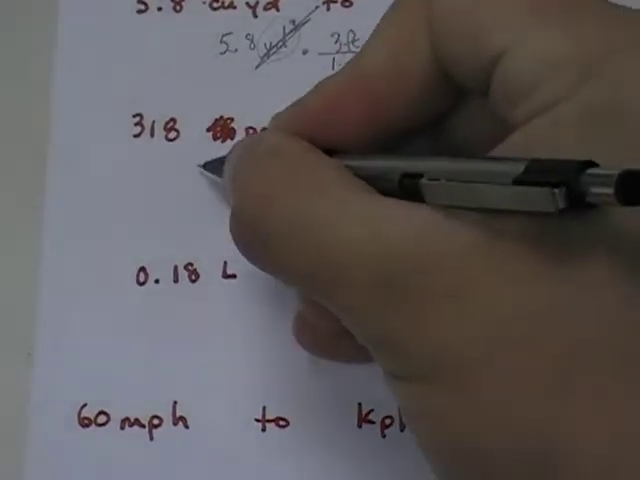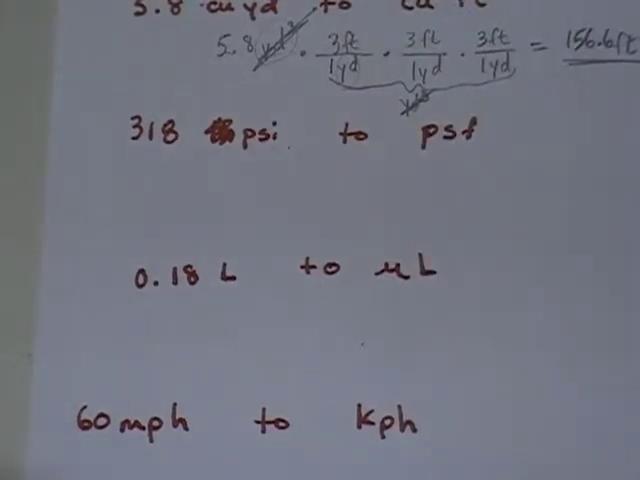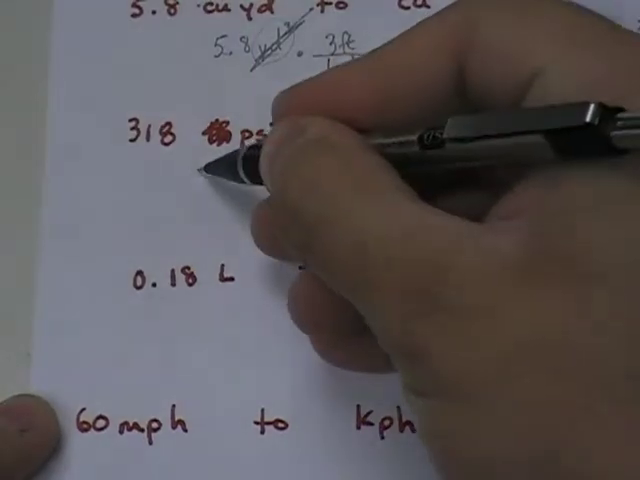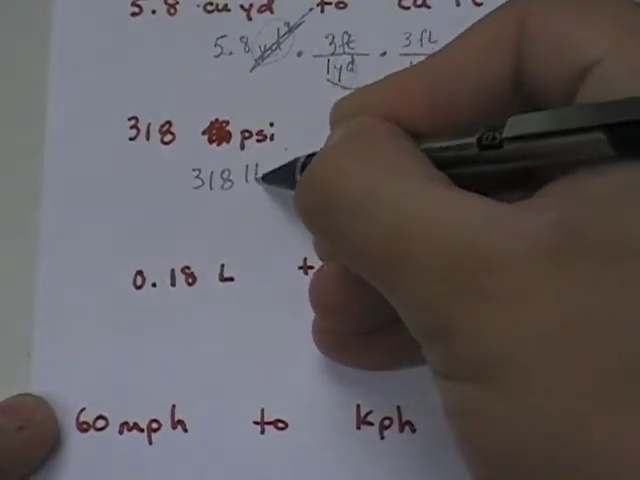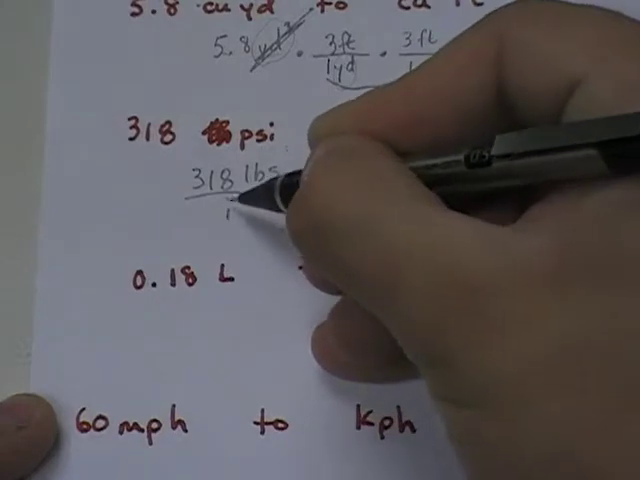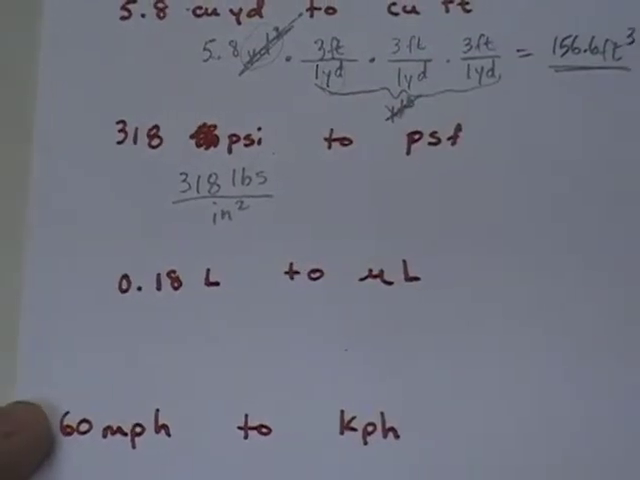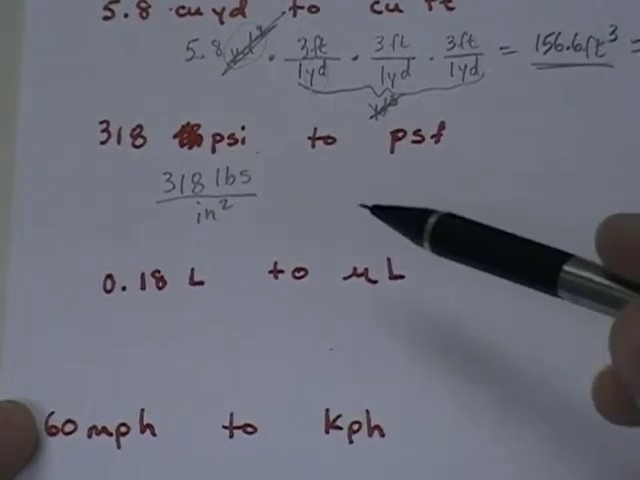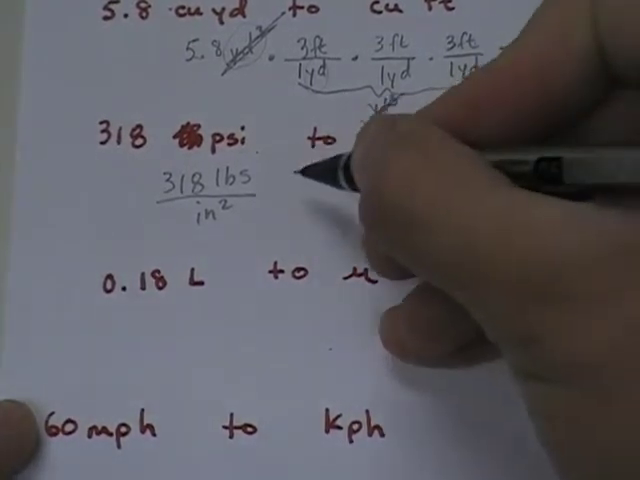So let's move on. 318 psi to PSF. Okay, so this is pounds per square inch. And I want to talk about that word per. Whenever you see per, pounds per square inch, miles per hour, meters per second, anything like that, that second part of the unit goes on the bottom. So this is going to be 318 pounds per square inch. And they've asked us to turn this into pounds per square foot.